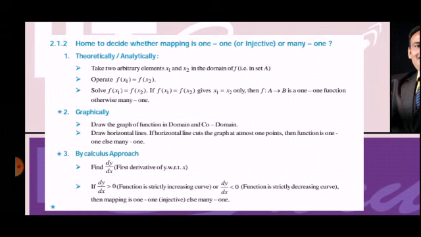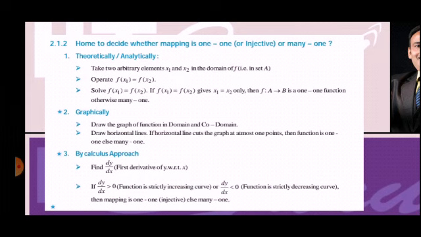First of all, that is a theoretical approach. We'll discuss some numericals also later on, but first let's understand the approaches. So the theoretical, or you can say analytical approach: take two arbitrary elements x1 and x2 in the domain of f, in the set A, capital A. Operate f(x1) equal to f(x2). Now step 3, that is, solve f(x1) equal to f(x2).